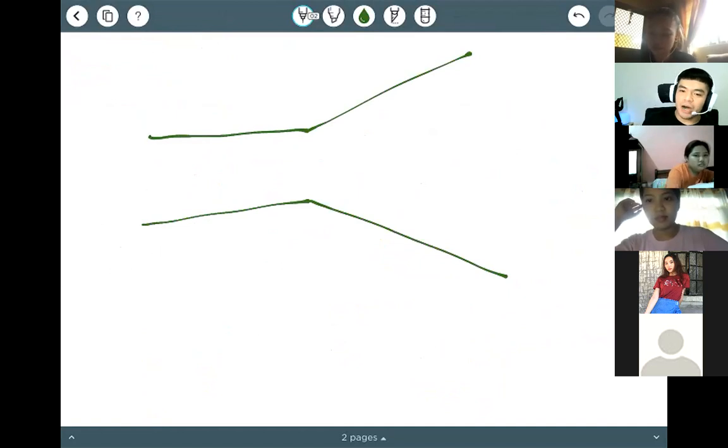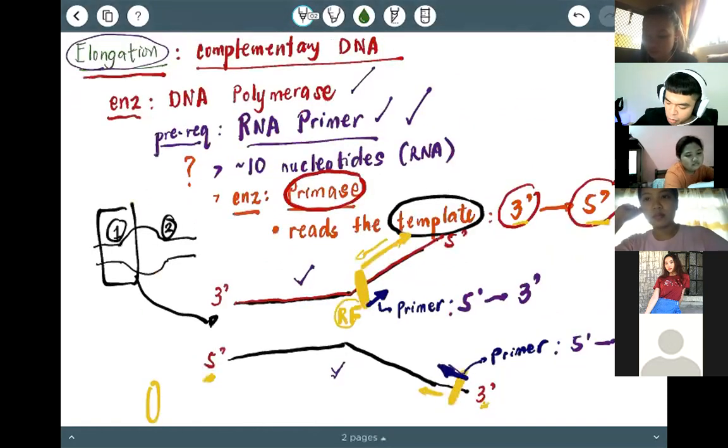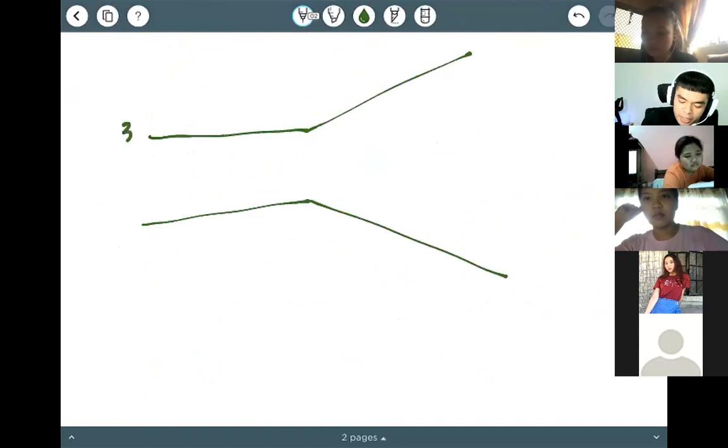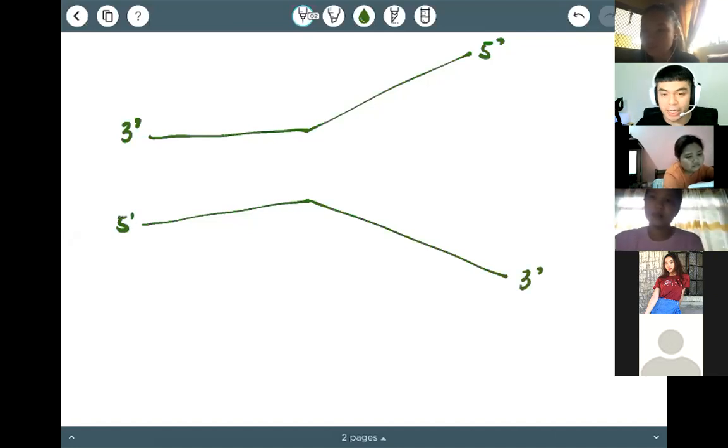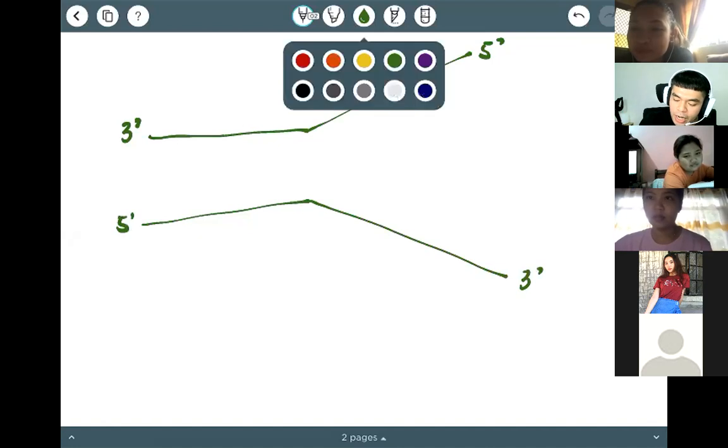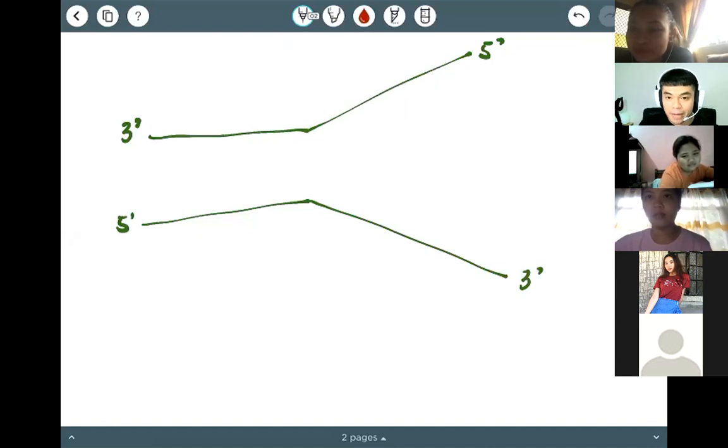Okay. So halimbawa, ito ang replication fork. And then, for instance, ano ba yung sinulat natin kanina na arrangement? Una yung 3', so halimbawa, 3', 5'. Yung kulay berde dito ay yung template strand na binuka ng helicase. Okay? And then, for instance, kukulayan ko ng red ang primer. So halimbawa, itong short segment na to, ang primer.